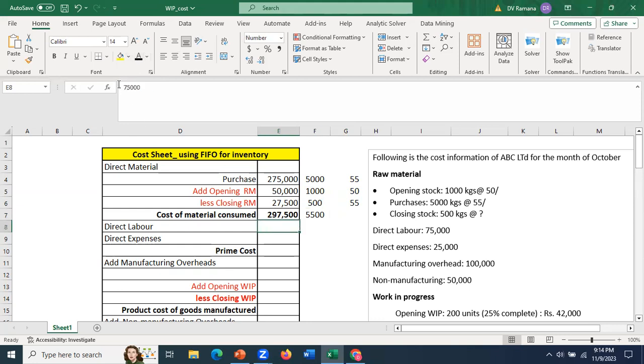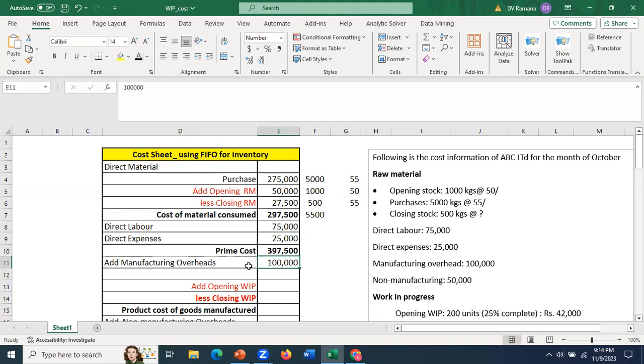And during the month, the labor expenses are 75,000. The direct expenses are 25,000. So the prime cost is equal to 397,500. So in the month of October, 397,500 has been spent as prime cost. And then we have spent manufacturing overhead of 100,000.